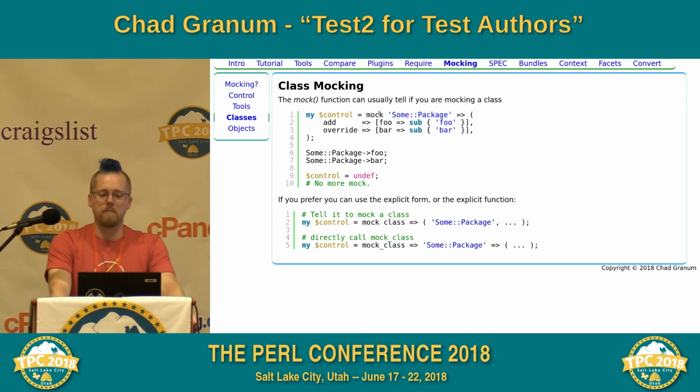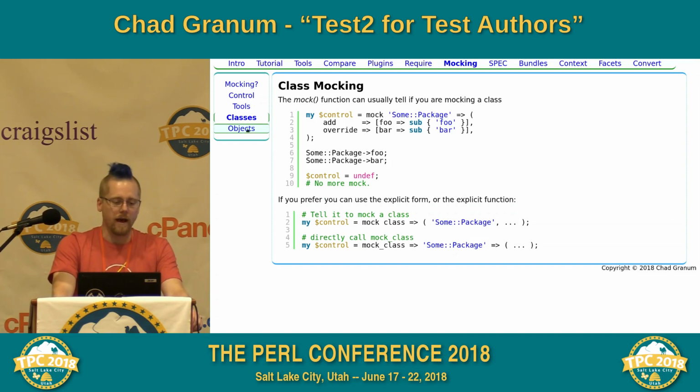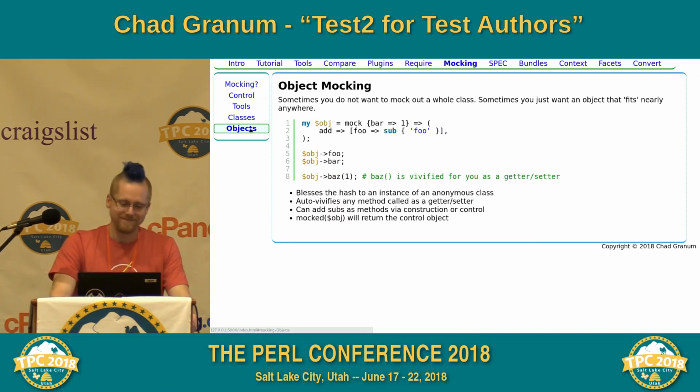So you want to mock a class. Capture the control, mock some package, add these methods, override these methods. And this can be a hash ref or an array ref, doesn't matter. And when you call them, it calls the mocked. Once again, return control and you're done. The explicit form would be to either mock space class and then the class, or mock underscore class using that tool. I went a little overboard on the sugar there.